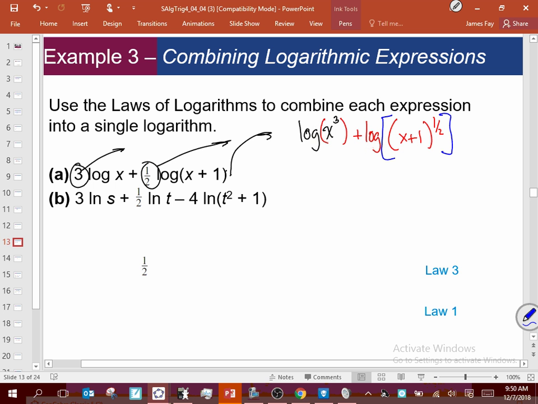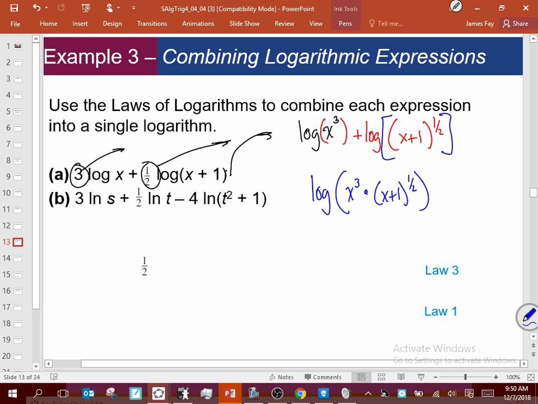So now I've taken my coefficients, wrote those as exponents. Now I only have addition left over, right? What does addition turn into? Multiplication. And it's going to be a multiplication of my arguments, right? So I'm going to take log, I'm going to take my argument of x cubed, and multiply it times my argument of x plus 1 to the 1/2. Okay? And that's an equivalent answer.